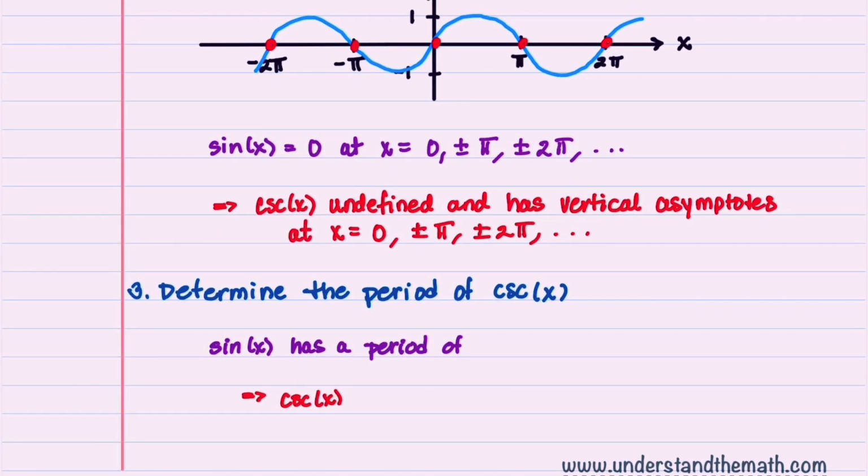The third step is to determine the period of cosecant x. To find the period of cosecant x, we need to look at the period of sine x. Sine x has a period of 2 pi, so that tells us that cosecant x also has a period of 2 pi.